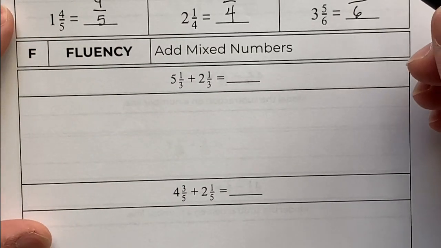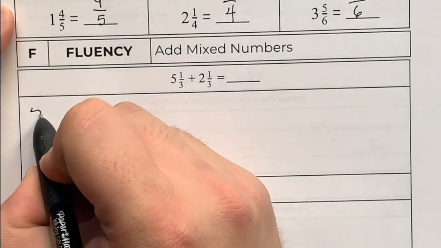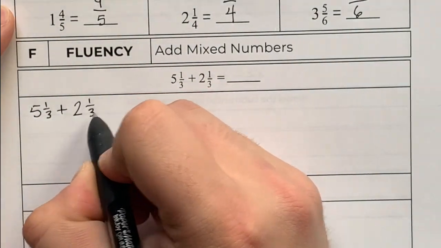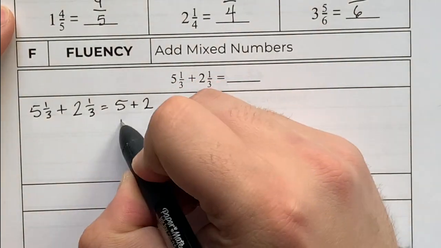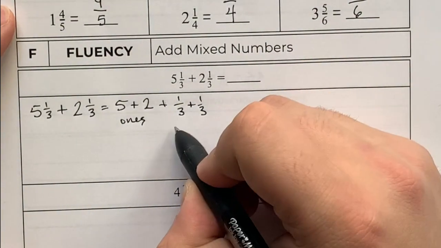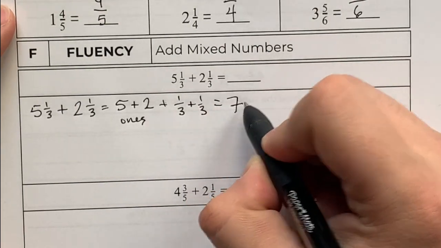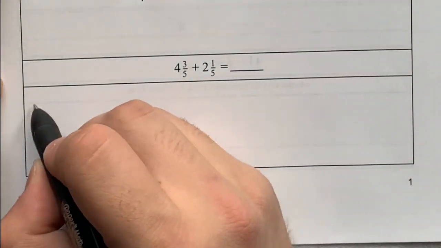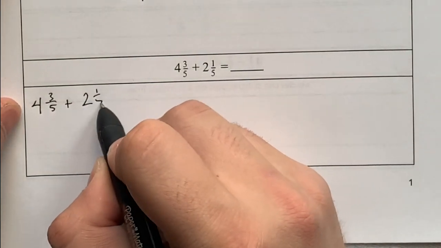Okay, now let's review adding mixed numbers. So we're going to start with, if I have 5 and 1/3 plus 2 and 1/3, I'm going to rewrite. Then I'm going to separate and group the ones together and the fractions together. Five plus 2, I do the ones first always, so I get 7, and I add the fractions together, I get 2/3.